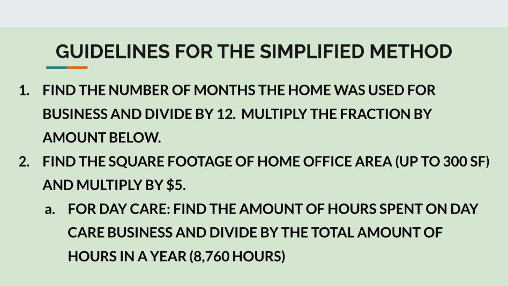The first thing you're going to do is find the number of months the home was used for your business, and then divide it by 12. Then multiply the fraction by the amount below. So unless you use your home for the entire year, count the number of months that you use your home for your business, and divide it by 12. You arrive at a fraction, and then we jump to the next step.